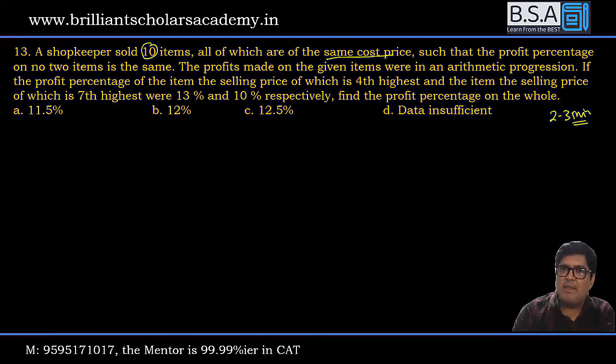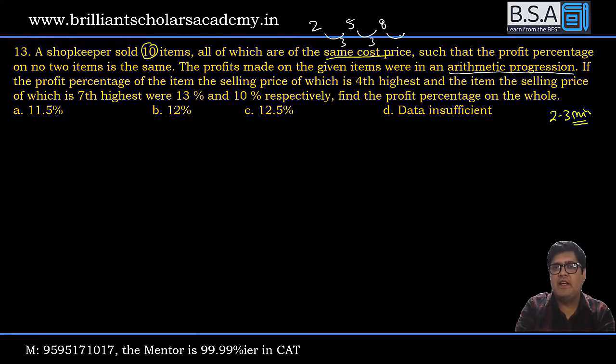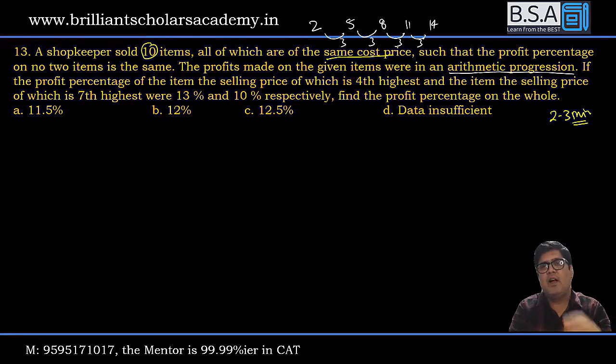You must have some understanding, some idea of arithmetic progression. Arithmetic progression is a sequence in which the difference is equal. If I say 2, 5, the difference is 3. Again, the difference will be 3. Again, 3. Arithmetic progression has equal difference between successive terms. That is the understanding of arithmetic progression.